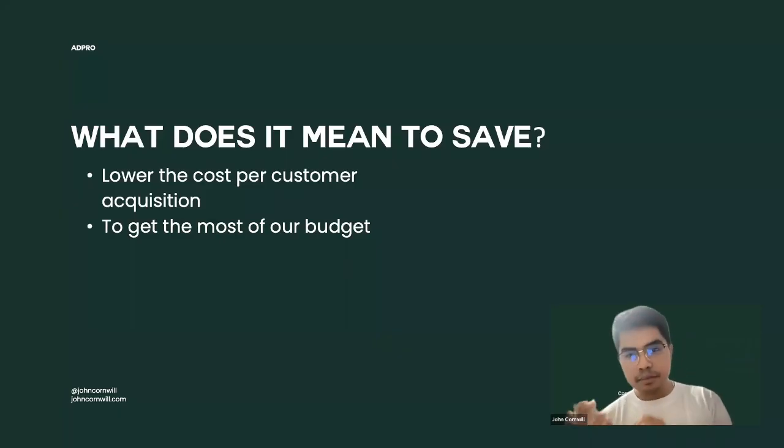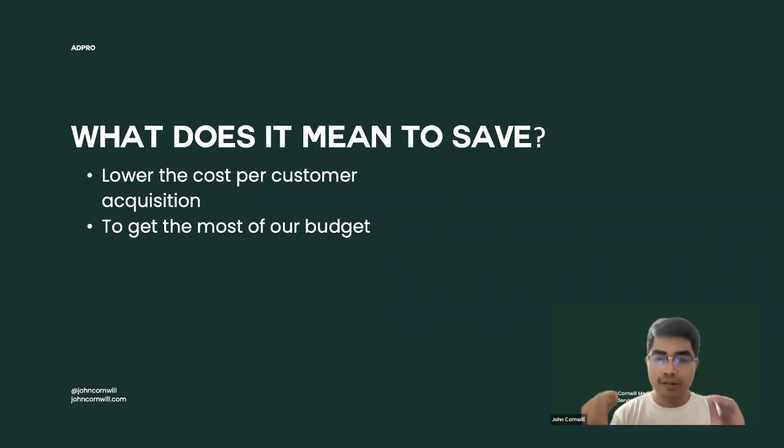Back muna tayo. What does it mean to save back? So what I basically mean is two things. Number one, lower the cost per customer acquisition. Let me pause here and explain what is cost per customer acquisition, because again, this is something that you should know. Cost per customer acquisition is basically the maximum cost na kaya mong gastusin to get one new customer.